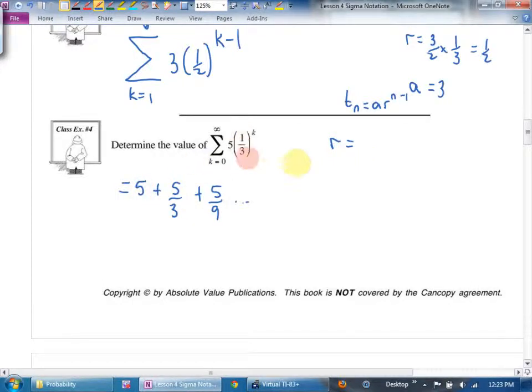If you're doing sigma notation and there's a number and the index is the exponent, that's your R. Here's my question, Nick. Is this a fraction between negative 1 and positive 1? Will this infinite sum exist? Vitaly, is this a fraction between negative 1 and positive 1? Will this infinite sum exist? Yes or no? And how do I know instantly without having to think about it, assuming I've done the homework from last day?